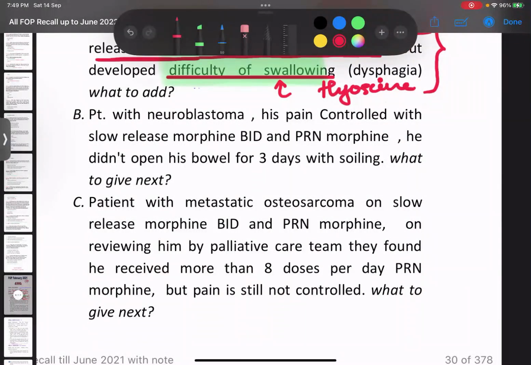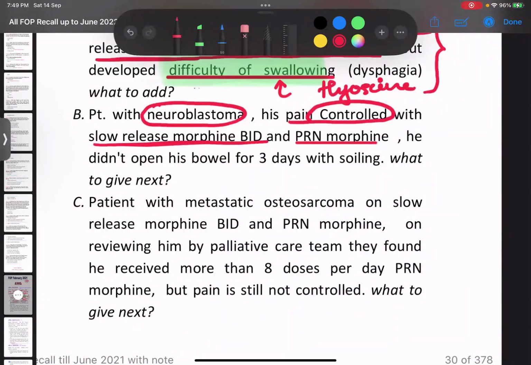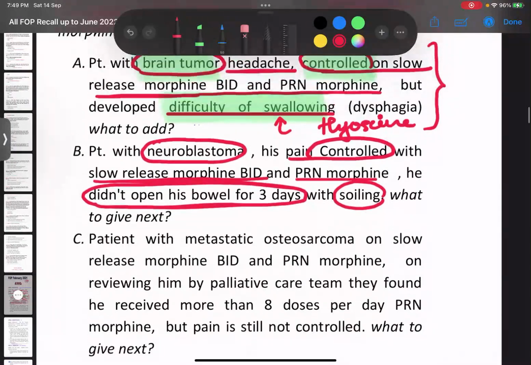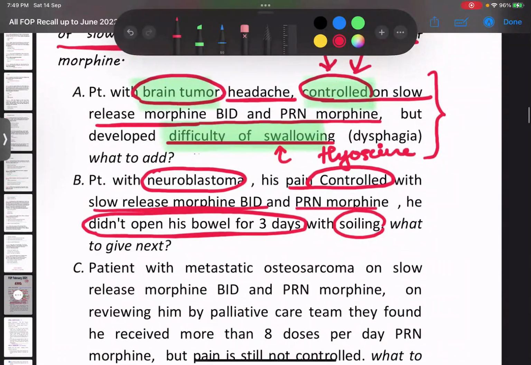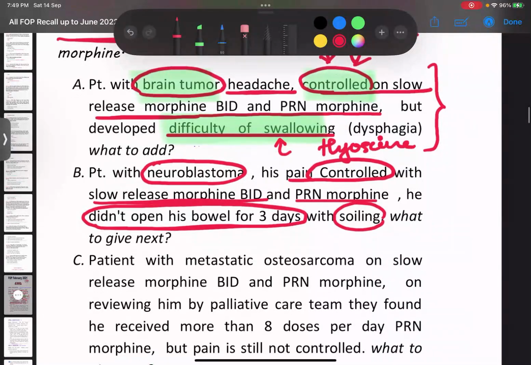Okay. A patient with neuroblastoma, so again a tumor. Pain is controlled with slow release morphine BID and PRN morphine. He did not open his bowel for 3 days and he's soiling. What will you give next? So you can see, in case of EMQs, they used to give it like that before. Since you won't be having EMQs, the scenarios are very similar except for 1 or 2 sentences.